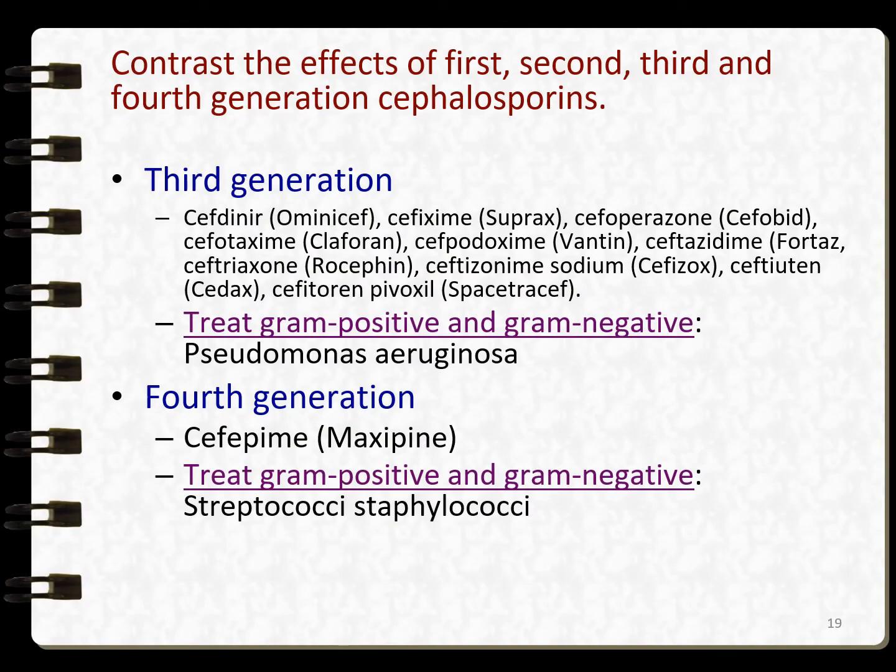All right, so our third generations, Omnicef, Suprax, Vantin, Fortaz, Rocephin, those are treating the gram-positive and gram-negative. Fourth generation, Maxipime, Cefepime. Those treat the gram-positive and gram-negative. So you're looking at streptococci, staphylococci.